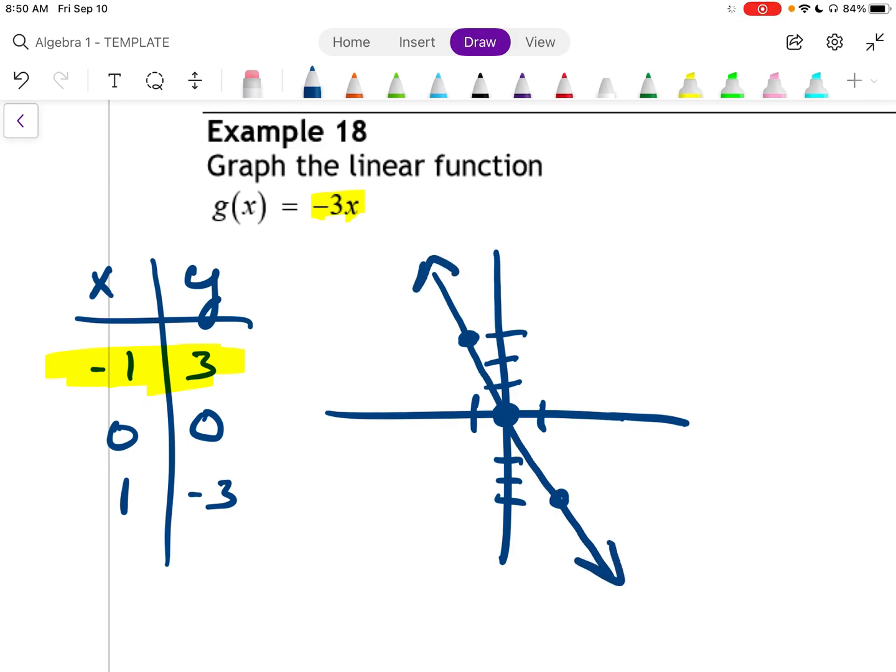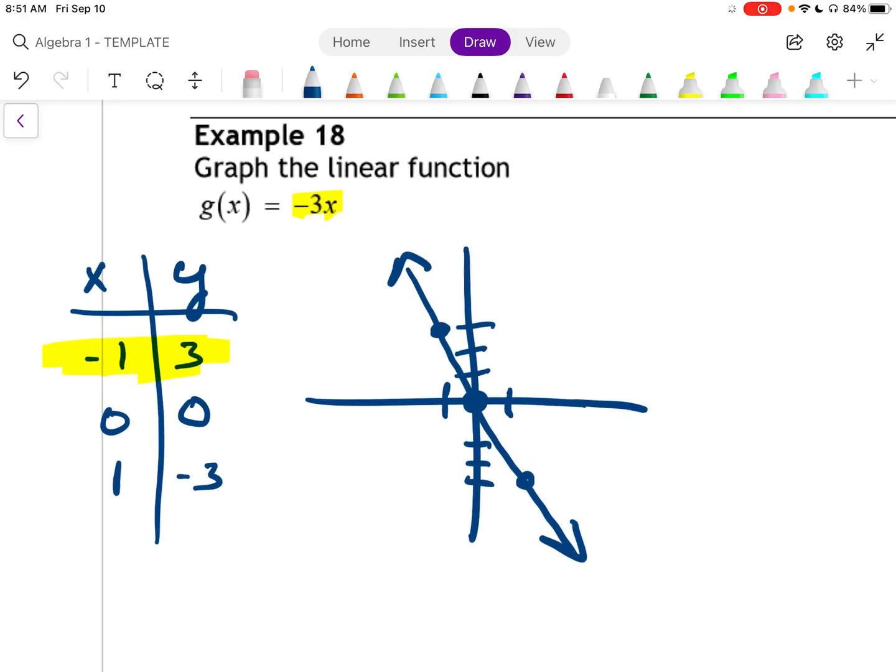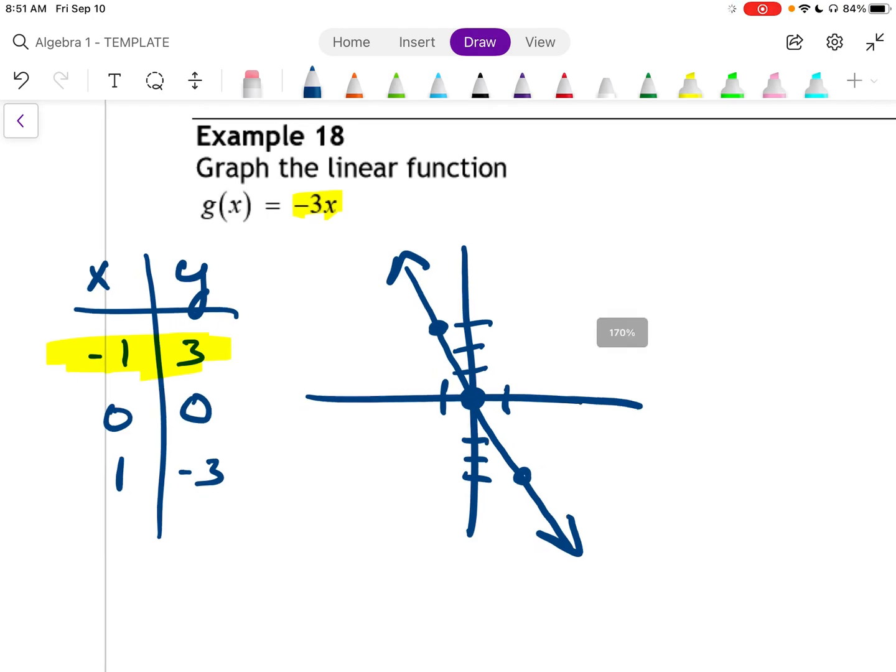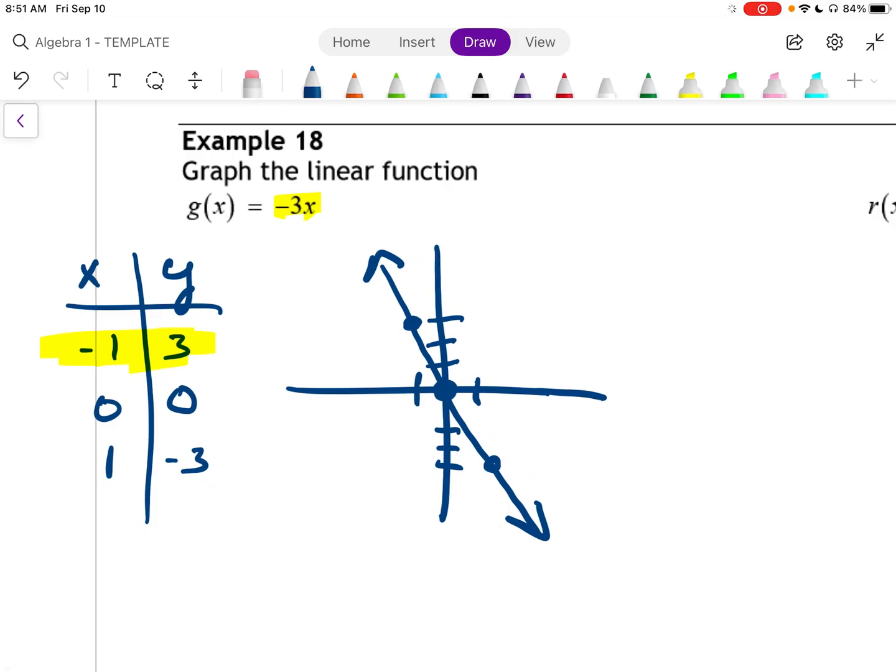If you are having trouble graphing these points, it would be a good idea to go on YouTube and find some other videos just about graphing points. What you would search for is graphing in the XY plane or graphing XY, right? All those different verbiage would get you good videos on that.